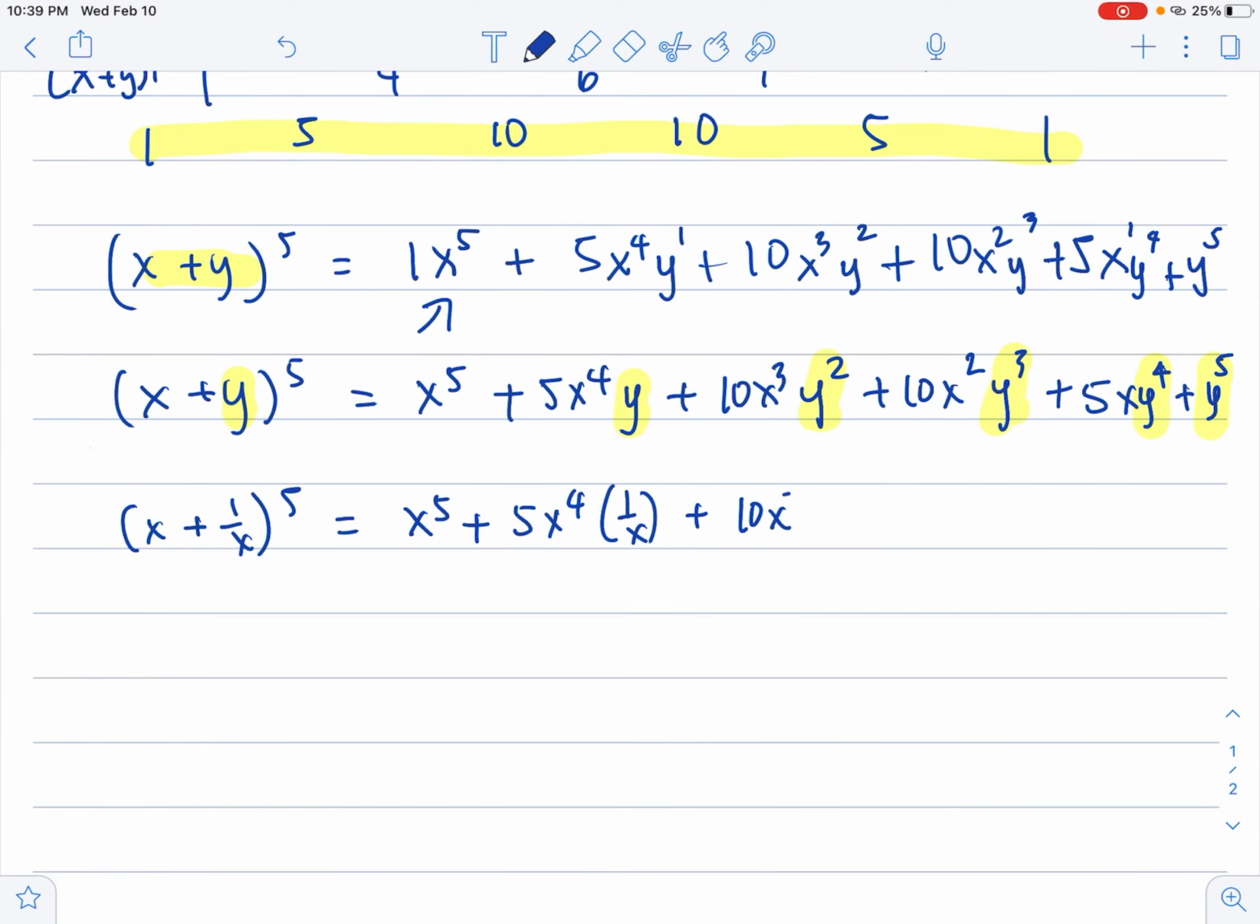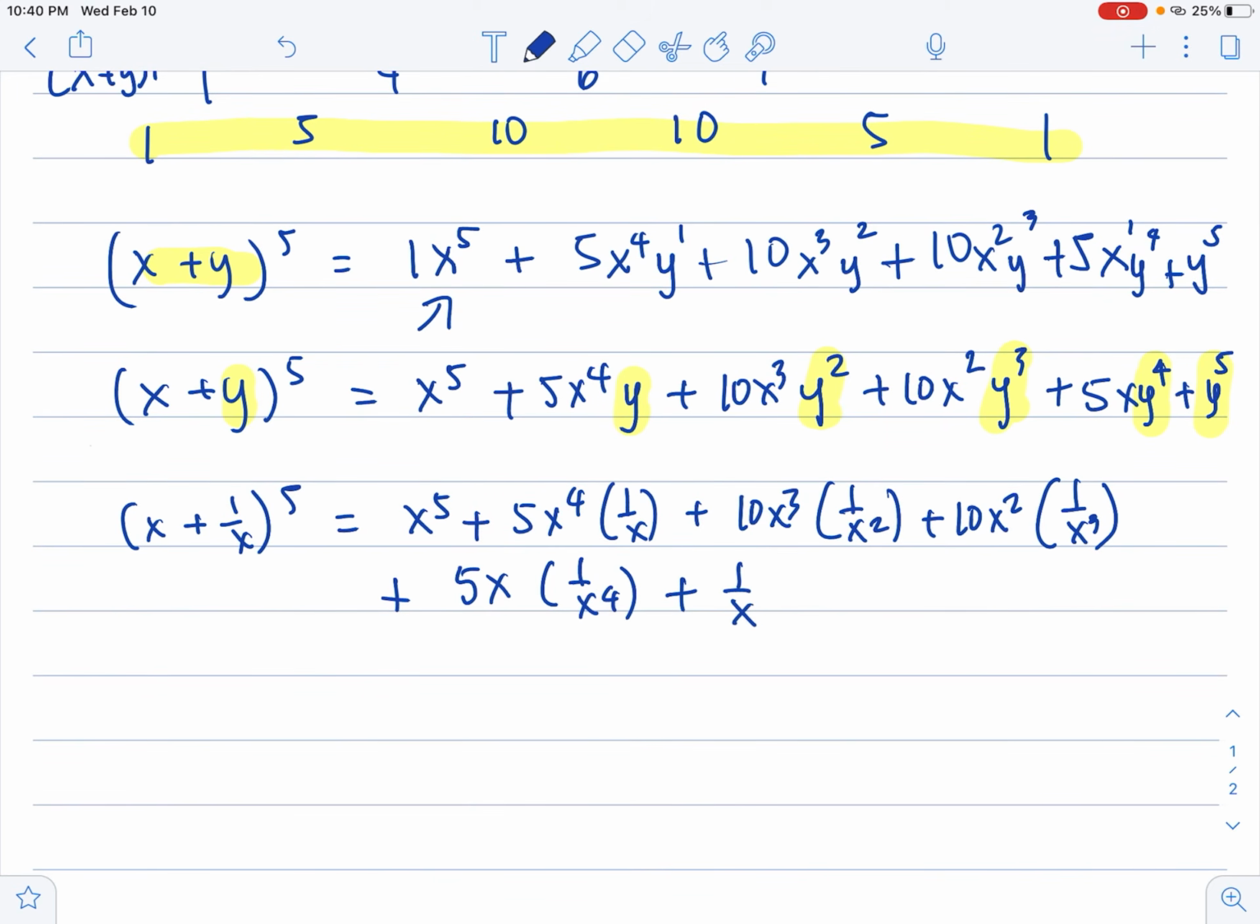Plus 10x cubed times 1 over x squared. Anong 1 over x squared? This is just 1 over x squared, no? Kasi i-square natin yung numerator, square natin yung denominator, magiging 1 over x squared na siya. So, pwede na natin ilagay na 1 over x squared ito. Plus 10x squared times 1 over x cubed for the same reason. And then plus 5x y to the fourth is just 1 over x to the fourth. And then plus y to the fifth is just 1 over x to the fifth.